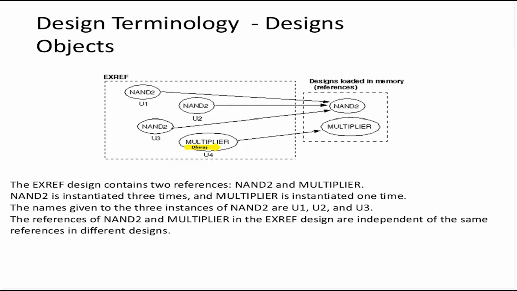So the references of man2 and multiplier in the XREF design are independent of the same references in another design. That means if you have another design which again has a reference man2, this reference would be different from that reference. And if you go down further, although in terms of functionality at RTL level this instance U1 is the same as U2, when it goes to backend, the boundary conditions of U1, U2 and U3 are different from each other. So they will be optimized differently.